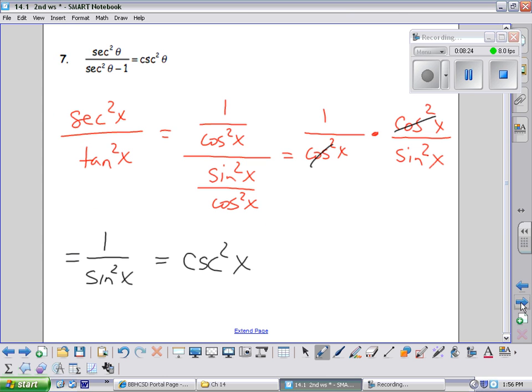Let's go to number 7. So I'm going to start with the left-hand side. And first substitution is secant squared x minus 1 again. That's going to be tangent squared. Then I say, well, I got secants and tangents. Don't like that at all, so I'm going to turn it into sines and cosines. So that's the top, 1 over cosine squared. And the bottom is sine squared x over cosine squared x. Now in that fraction, hopefully we know what to do at this point. We're going to flip and multiply.